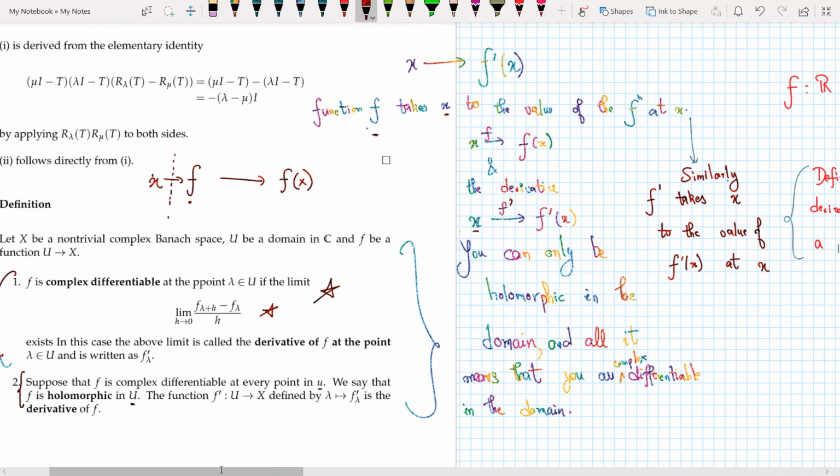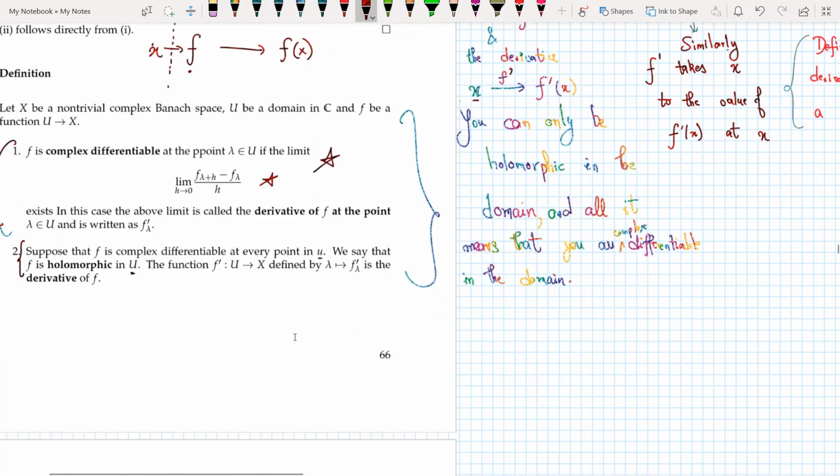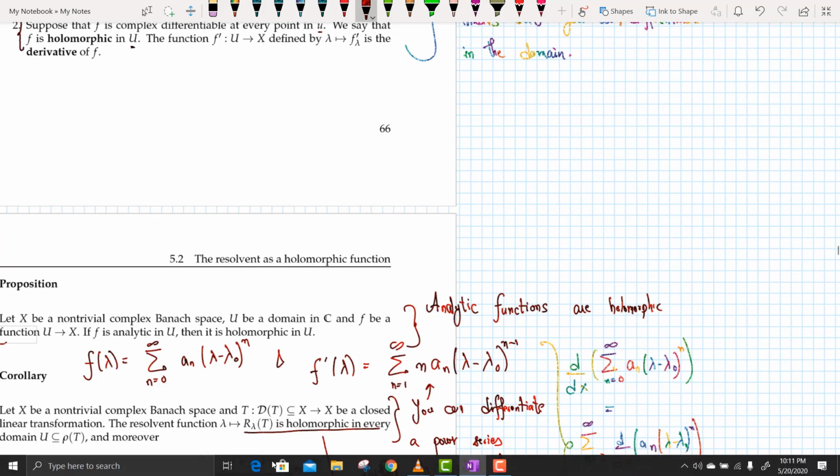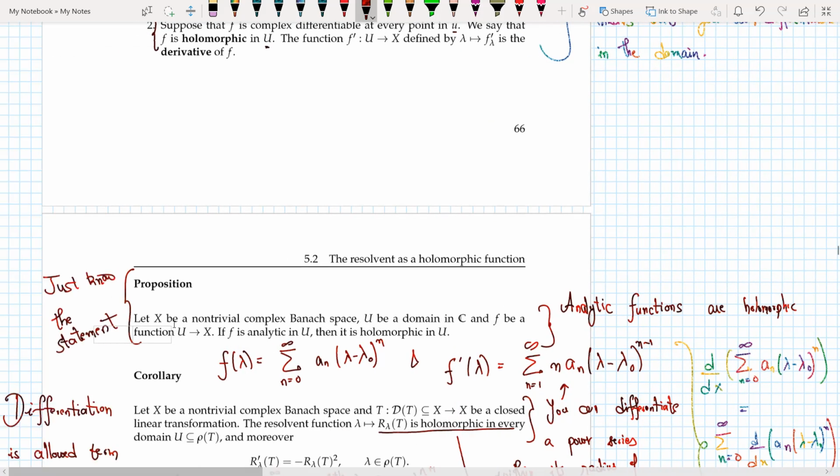So what we have seen till now is the definition of complex differentiable. It just means this definition, that the limit exists, and if a function f is complex differentiable at every point in U, we say that f is holomorphic in U. And then we come to some other facts. Let X be a non-trivial Banach space, U be a domain in C, and f be a function from U to X. Now I'm saying that if f is analytic in U, then it is holomorphic in U.